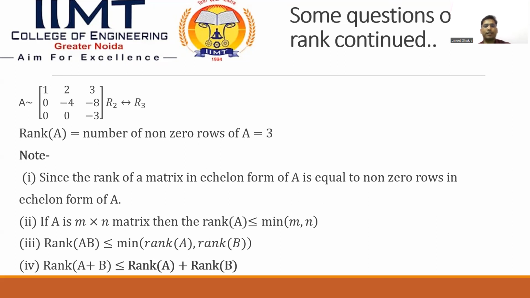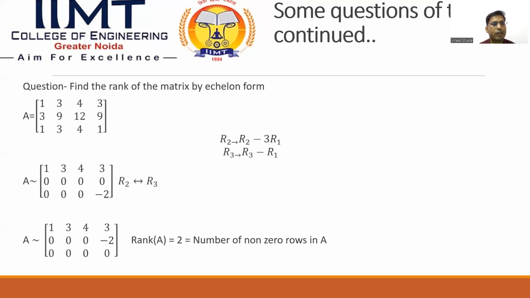If A is an M cross N matrix, then the rank of A is less than or equal to the minimum of M comma N. And third, the rank of AB is less than or equal to the minimum of rank of A comma rank of B. Similarly, the fourth point is the rank of A plus B is less than or equal to rank of A plus rank of B. These are the most important results for the rank.